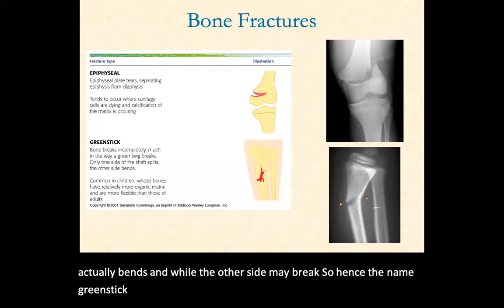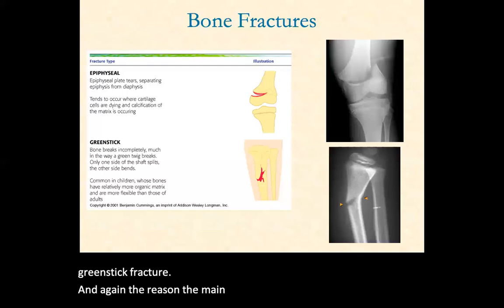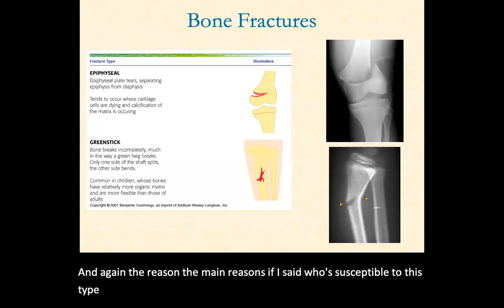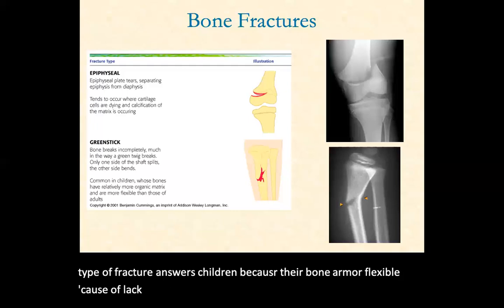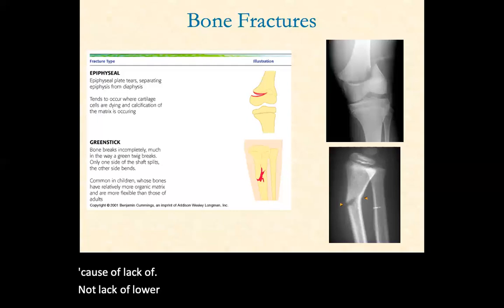And again, if I were asked who is susceptible to this type of fracture, the answer is children, because their bones are more flexible because of a lower concentration of calcium and phosphate within the matrix.